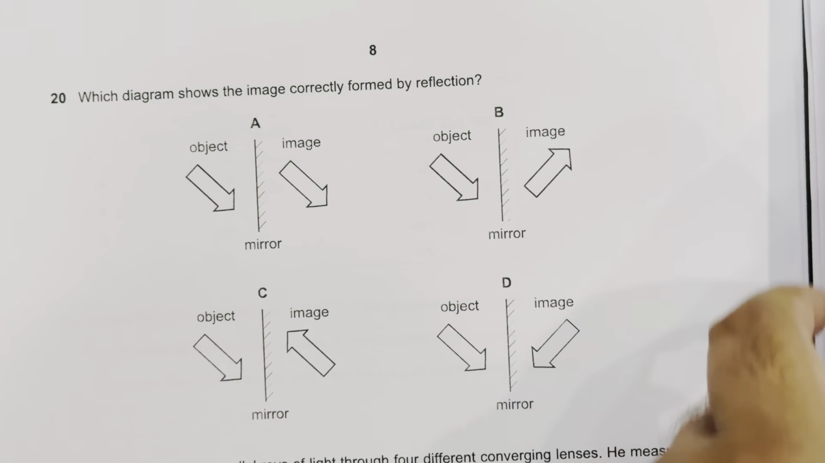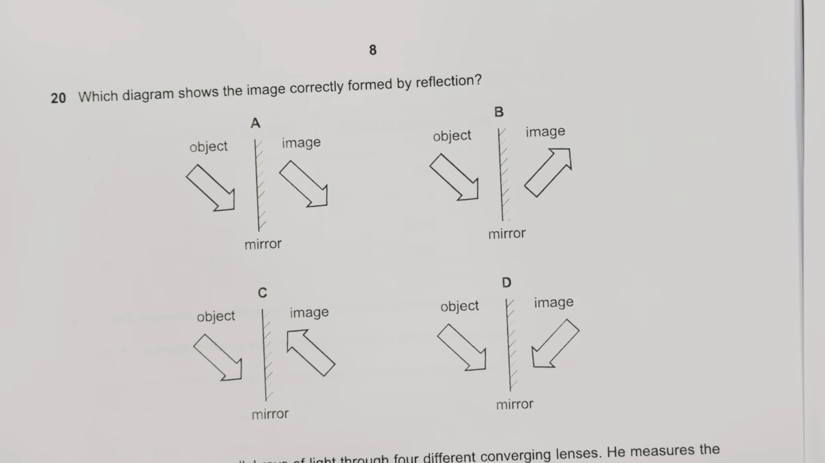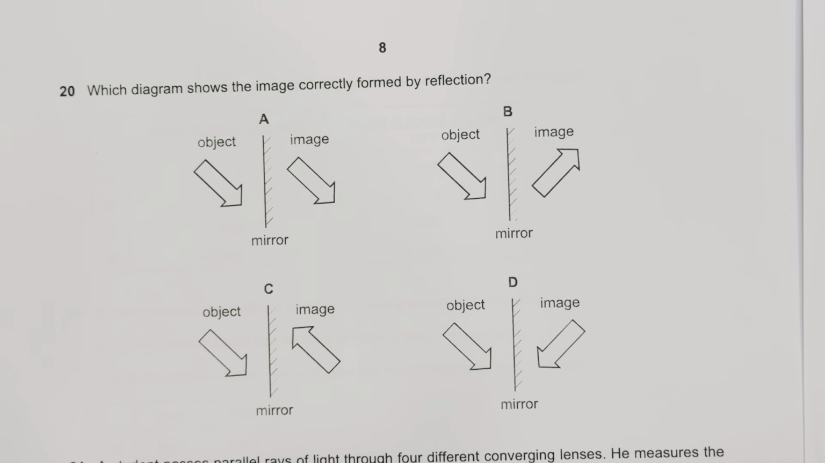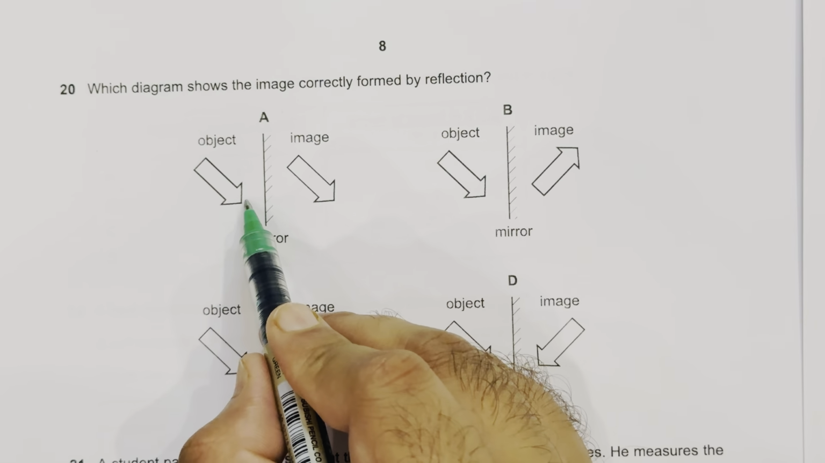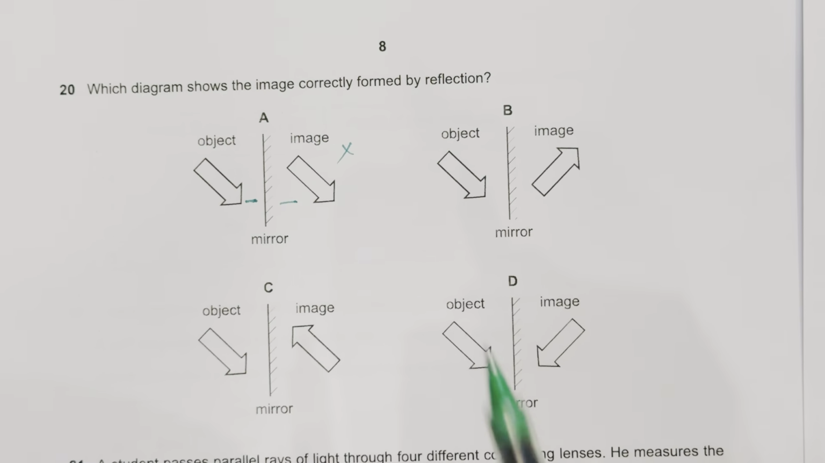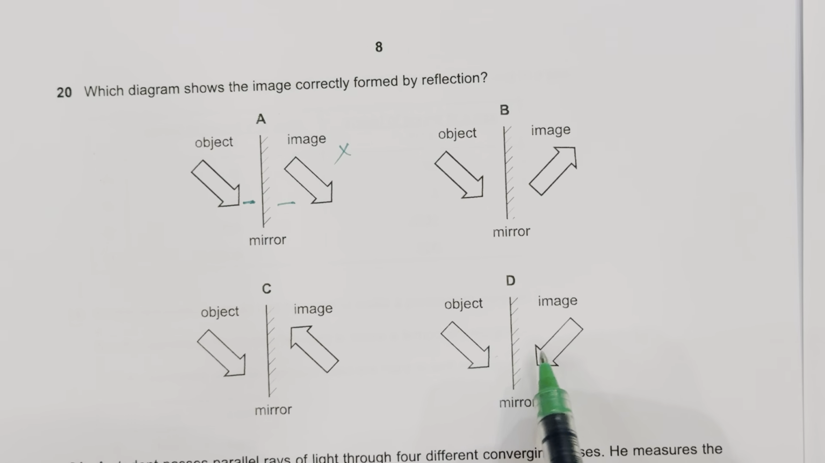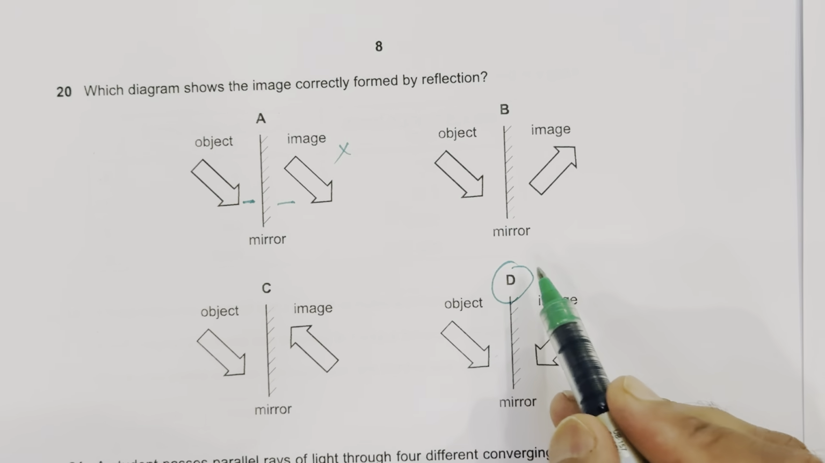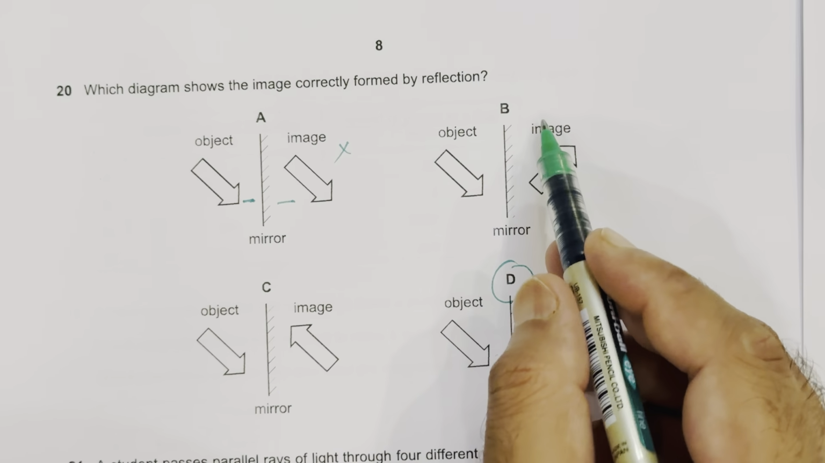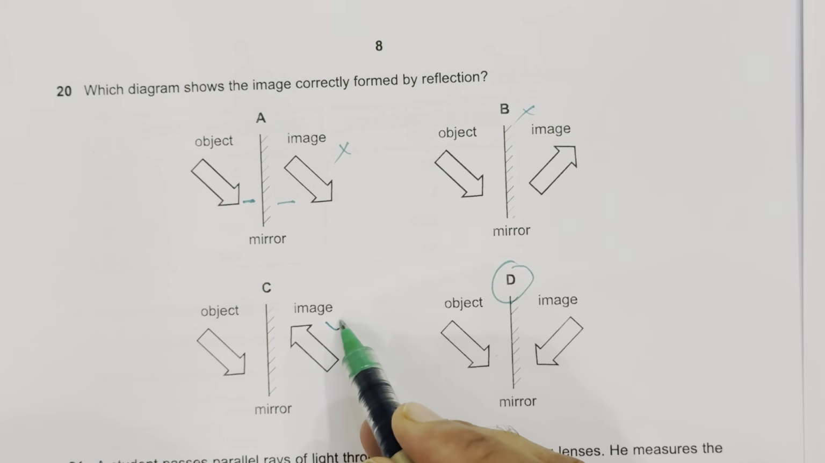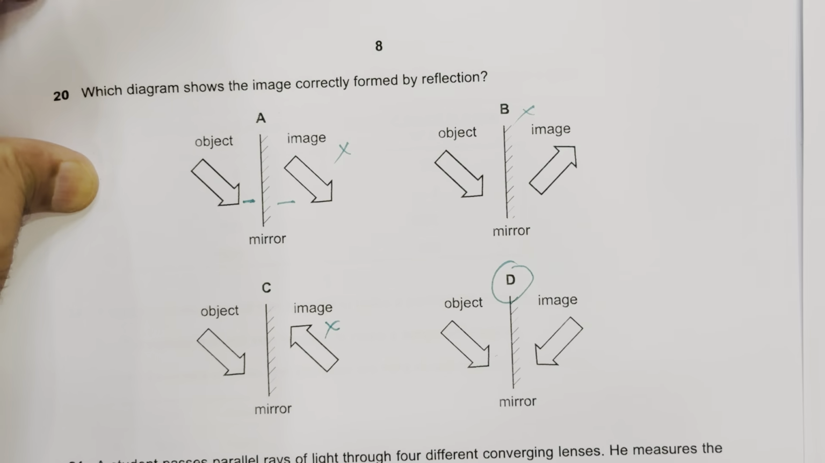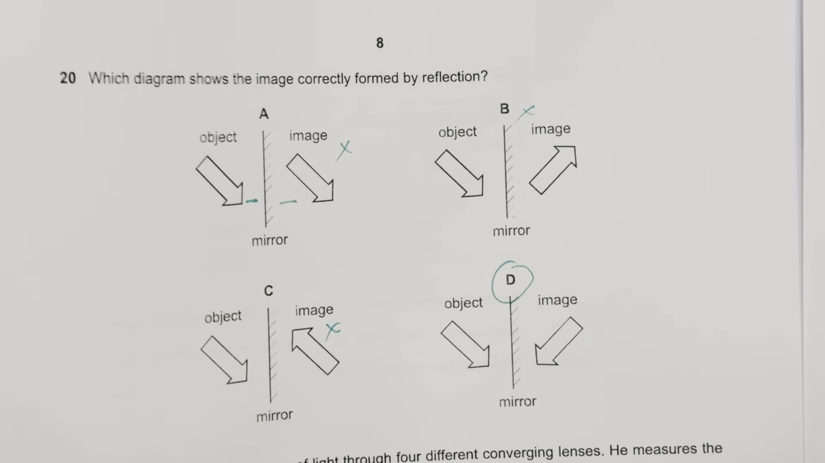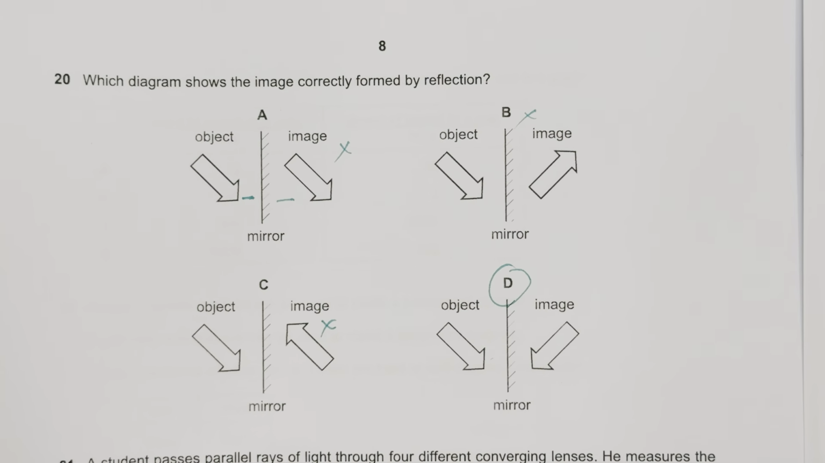The diagram shows the image correctly formed by reflection from the mirror. Object and image should be at the same distance. Here the distance is increased, so this is the wrong option. Here the distance is exactly the same, so option D is the correct option. Here the object is wrong, and it's also the wrong option. Moving to the next question, which is from the topic of lenses.